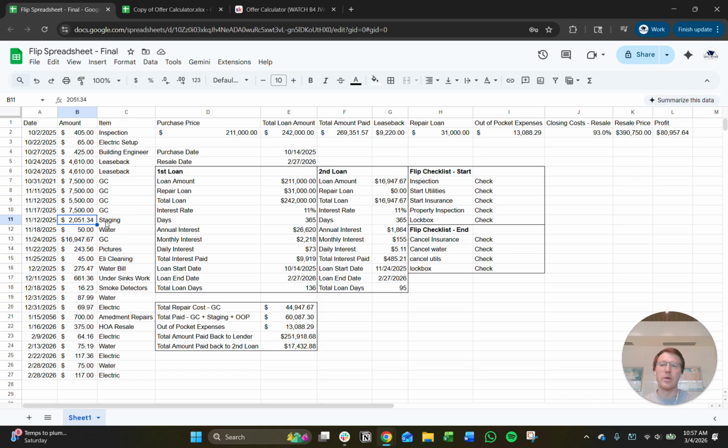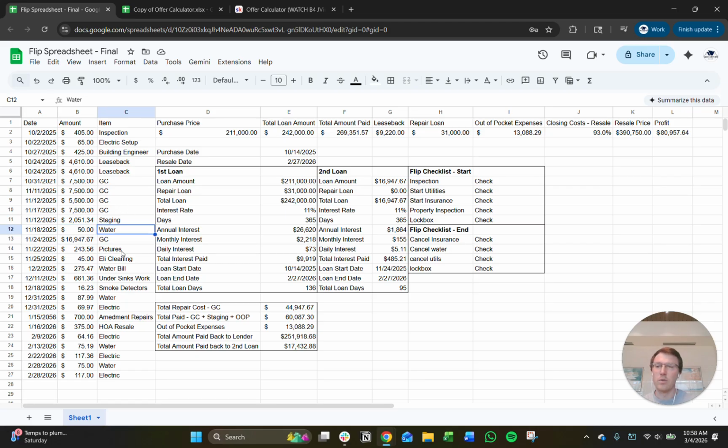Staging, we try to get houses staged on most of our flips, especially in nicer areas. Staging can really range anywhere from like $1,500, depending on the size of the house, all the way to like $5,000 if it's a bigger house and a pretty expensive company. And then you'll see miscellaneous payments here.